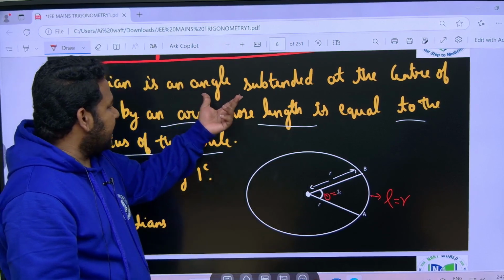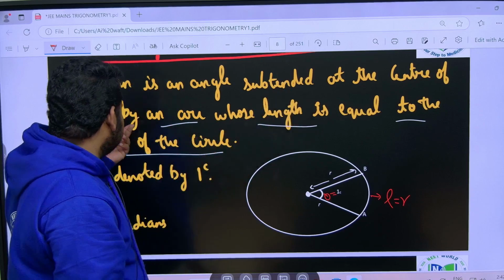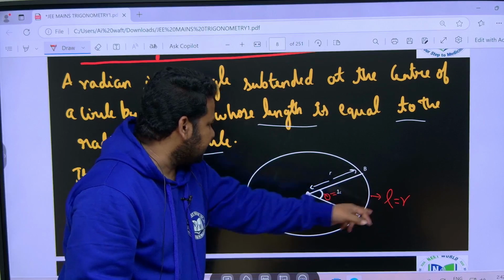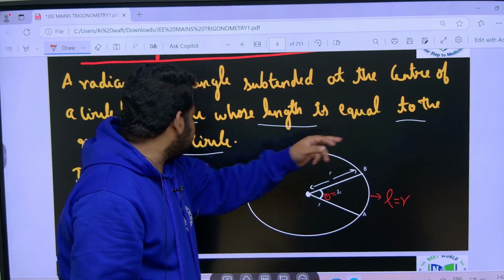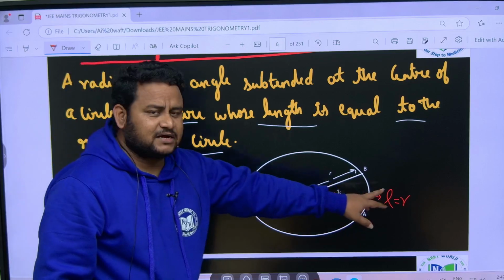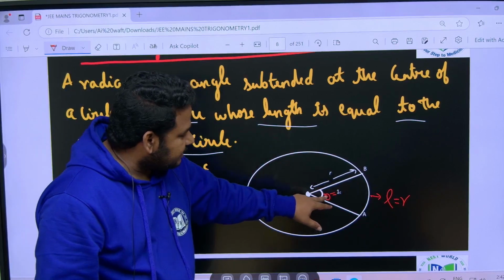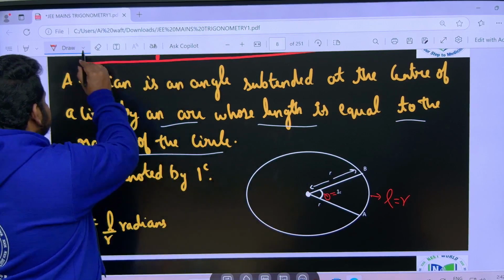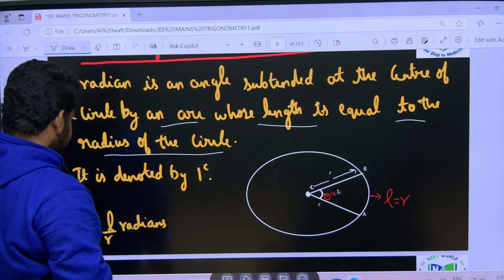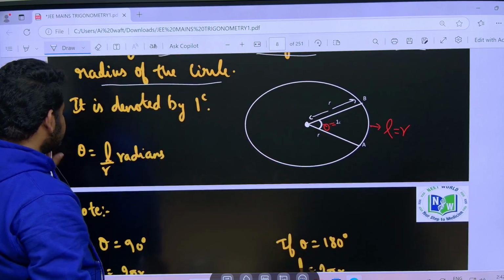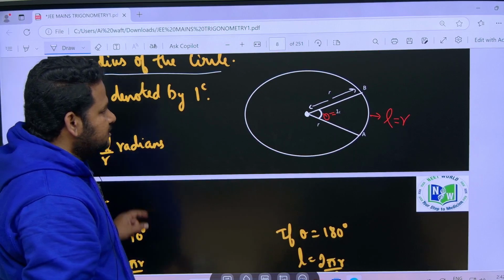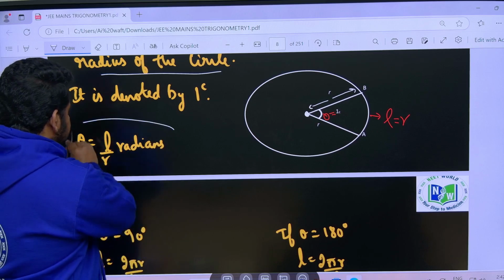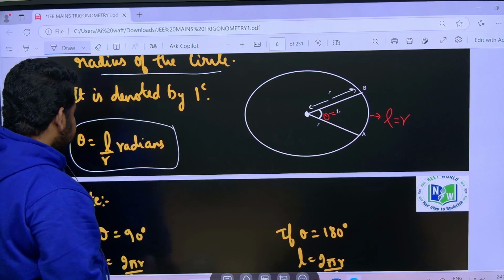So radian is an angle subtended at the center of a circle by an arc AB of length L equal to the radius of the circle. When L becomes equal to R, that center angle theta is called 1 radian. Got it, friends? This is the meaning of 1 radian. So it is denoted by theta is equal to L by R radians.